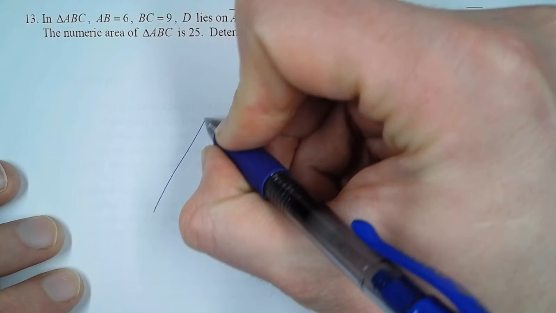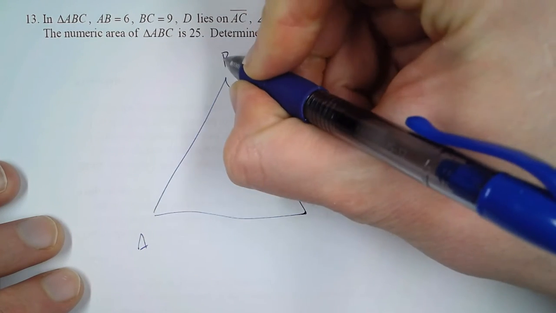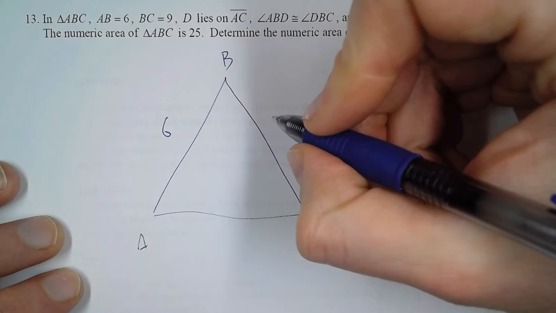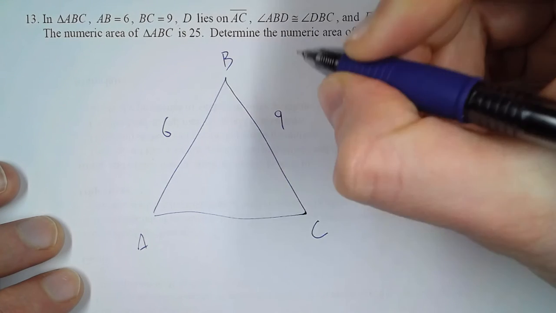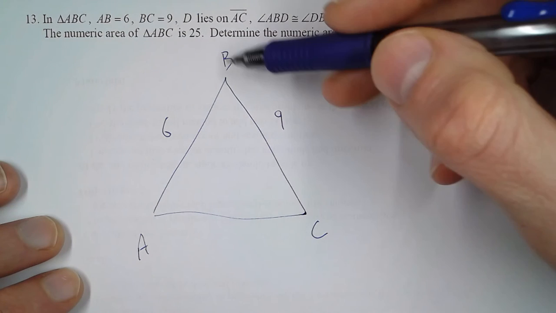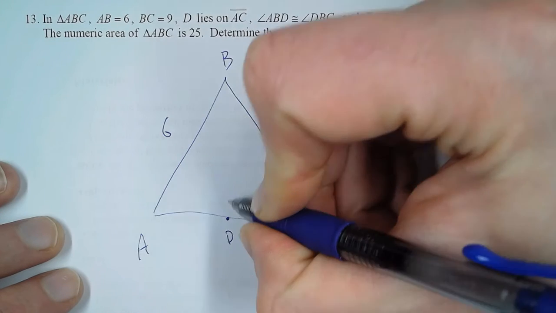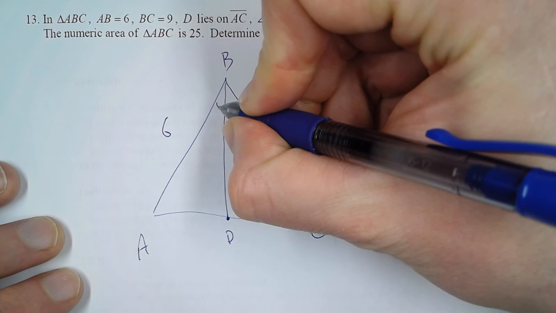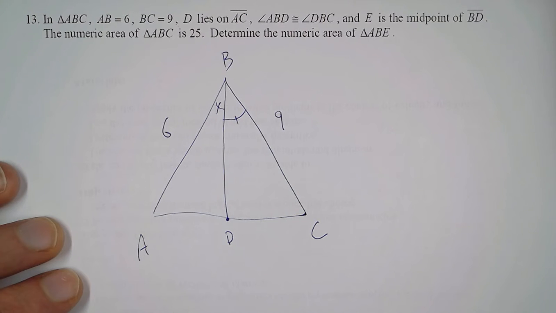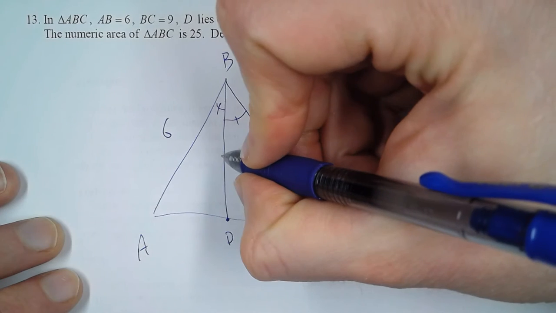All right, so let's start with triangle ABC. We have ABC. We know that AB has a length of 6, BC has a length of 9. We know that ABD and DBC are equal, so D is somewhere on here. And what that does is that bisects that angle right there. And they also say that E is the midpoint of BD.